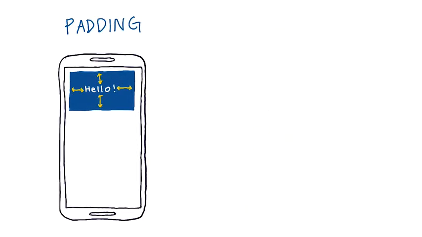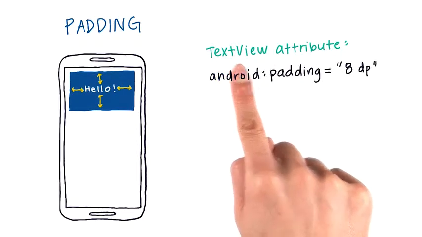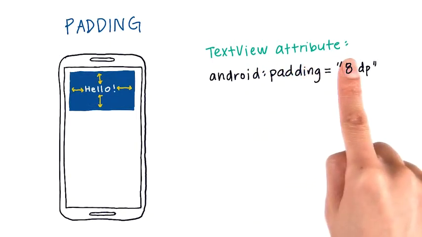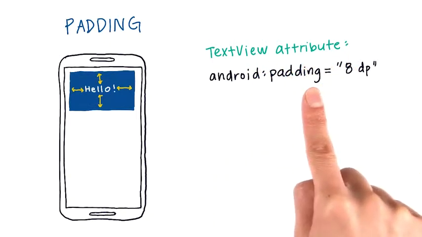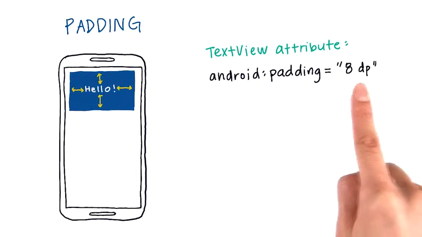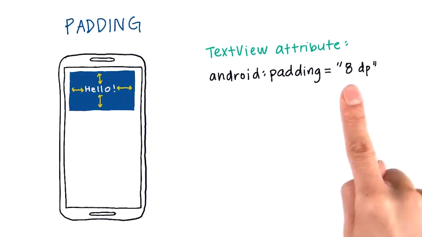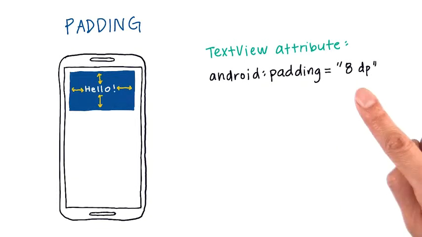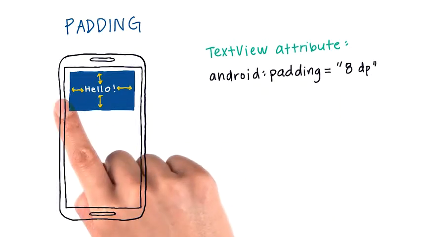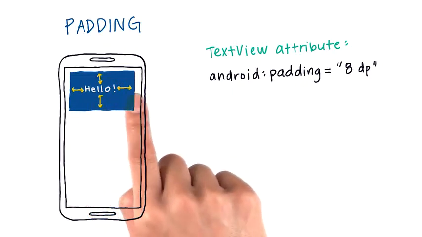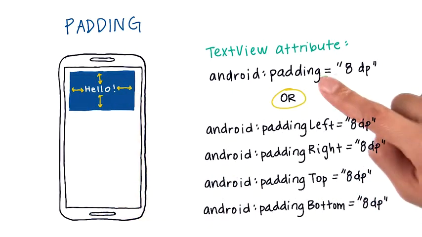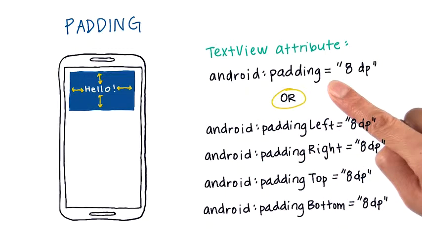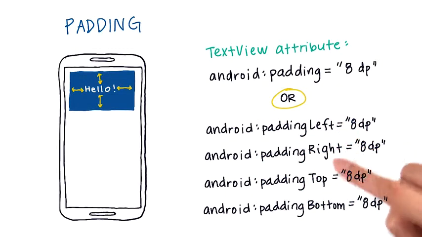Here's the code for displaying padding on a view. On the TextView XML element, you would declare a new attribute that says Android:padding equals, and then 8 dips in quotation marks. You can choose whatever size you want for the padding, as long as it's a dip value. When we specify 8 dips of padding, it adds 8 dips to the left, top, bottom, and right edges of the text view. Instead of using the general Android padding attribute, you can also split it out to left, right, top, or bottom. Essentially, these 4 lines of code do the same thing as this one line.